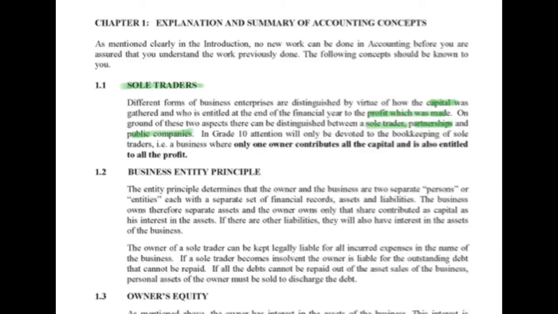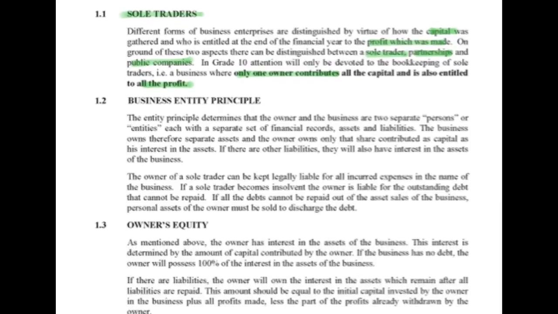So in grade 10, attention will only be devoted to the bookkeeping of a sole trader. In other words, these are businesses where only one owner contributes all the capital and is also entitled to all of the profits. Secondly, the business entity principle.